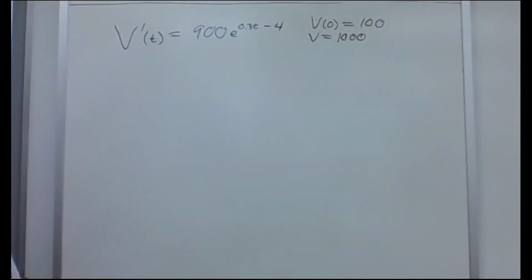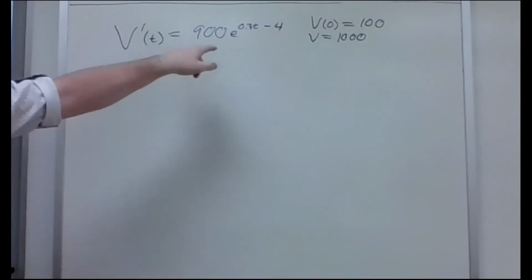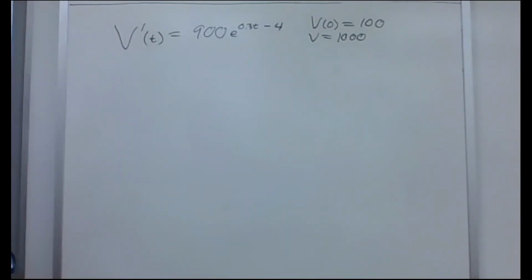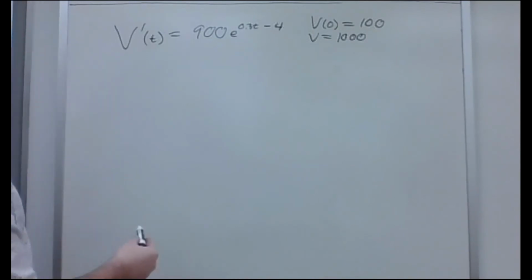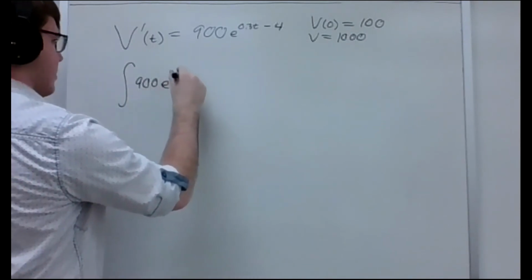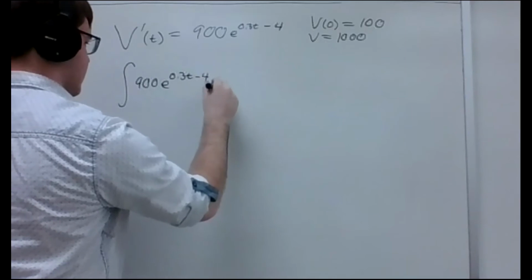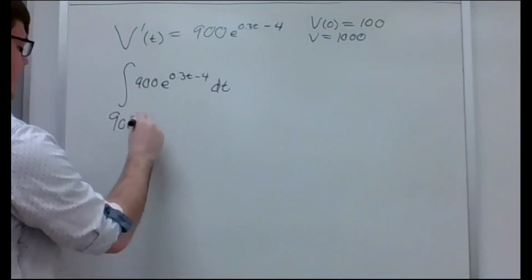And to start this problem, what we've got to recognize is that we have a function that describes how fast it's changing, and we want a function that describes the complete number. And so we're just going to take the integral of this, right? The integral of 900e to the 0.3t minus 4. And the 900 is a constant, so we can pull the 900 out.